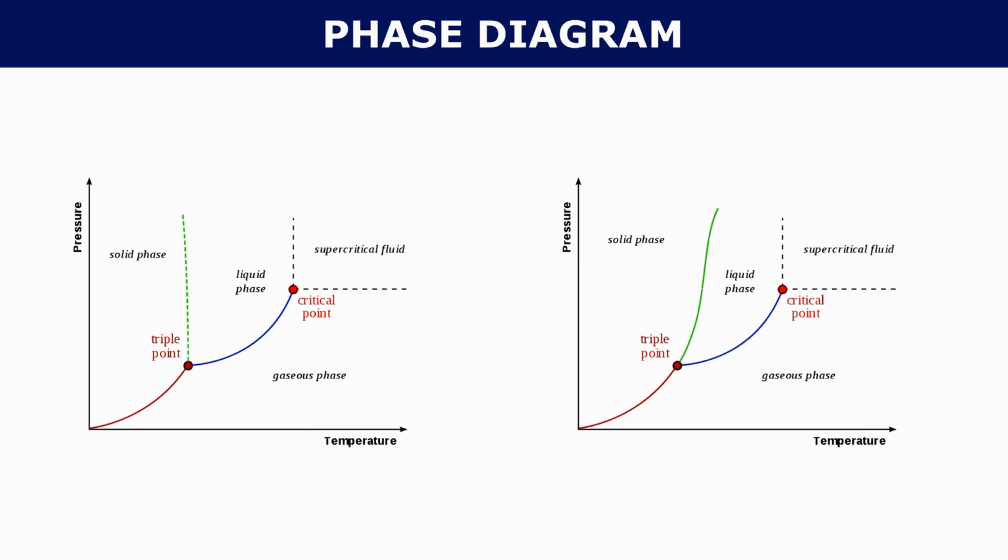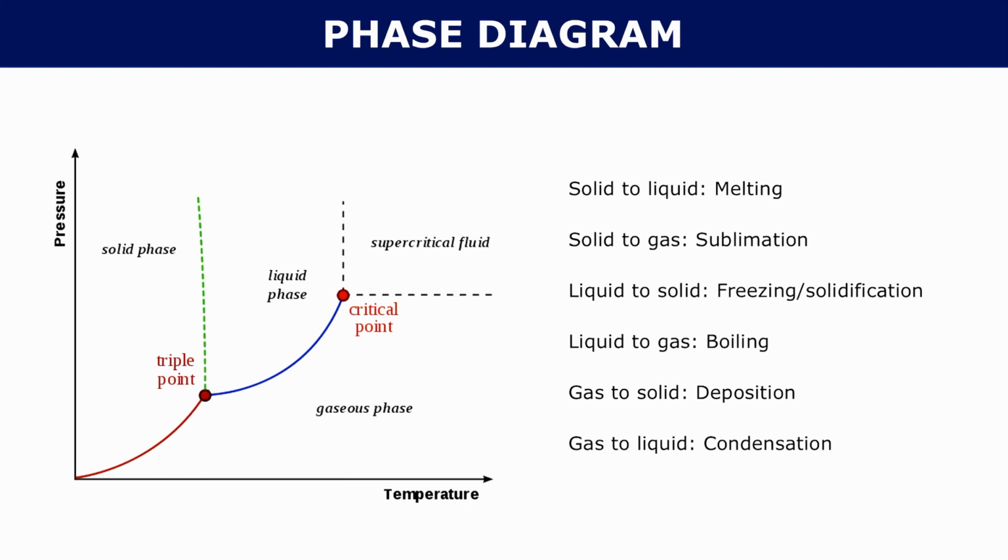The last thing about the phase diagram is just a bit of vocabulary. If you go from solid to liquid, that's called melting. Solid to gas is called sublimation. Liquid to solid is freezing, or I guess if you want to be weird, you could call it solidification. Liquid to gas is boiling. Gas to solid is called deposition, and gas to liquid is called condensation.